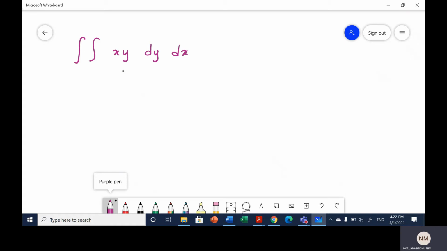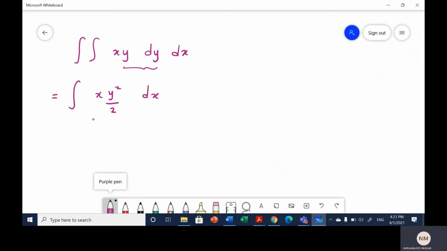In order to perform this integration, you are supposed to do the one in the internal part first. So we have to integrate xy dy dx. We do the integration with respect to the y variable first, so the other variable will be assumed as a constant. The answer for this integration will be y squared over 2 times x. Then we have another integration in terms of the x variable.